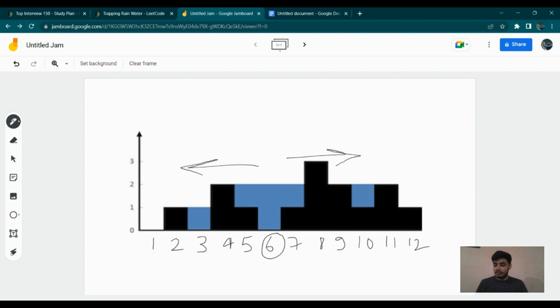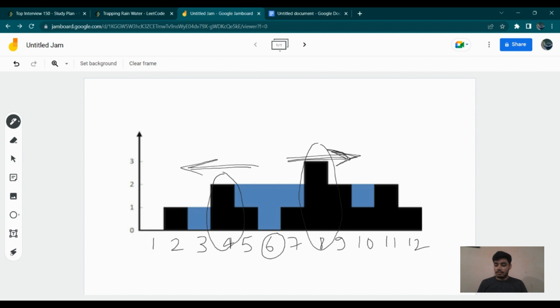Now you can see how it is going to be defined. It is going to be defined by the maximum. You have to find the maximum height before this index, and the maximum height after this index. If you find the maximum height before and after, then you take whichever is the smaller of the highest elements. Here you can see that after this index the highest is 3, and before it the highest is 2.